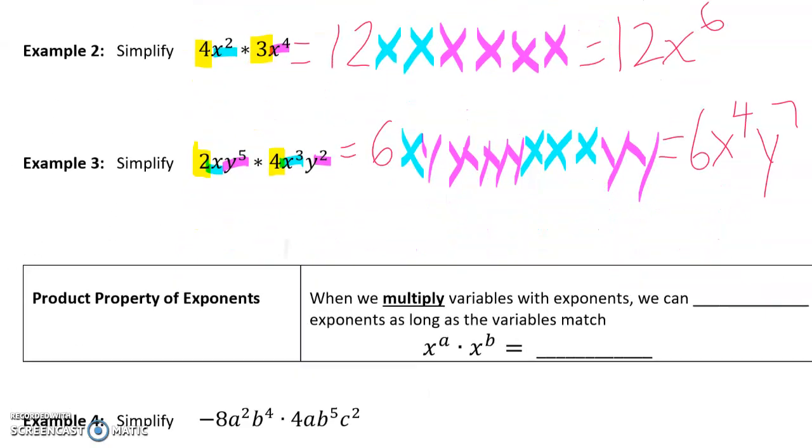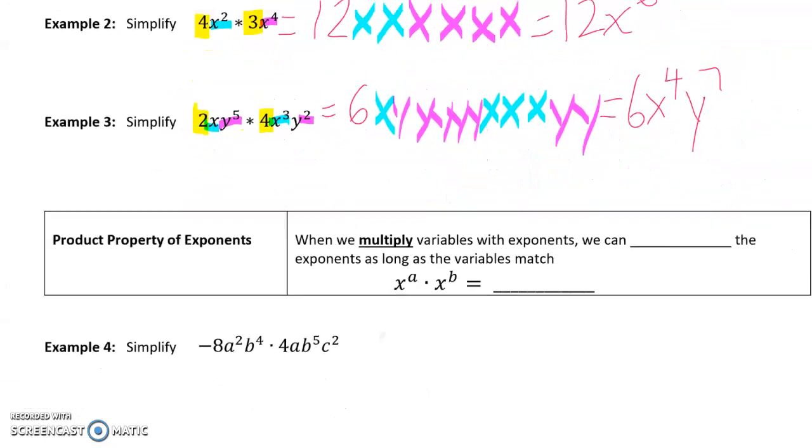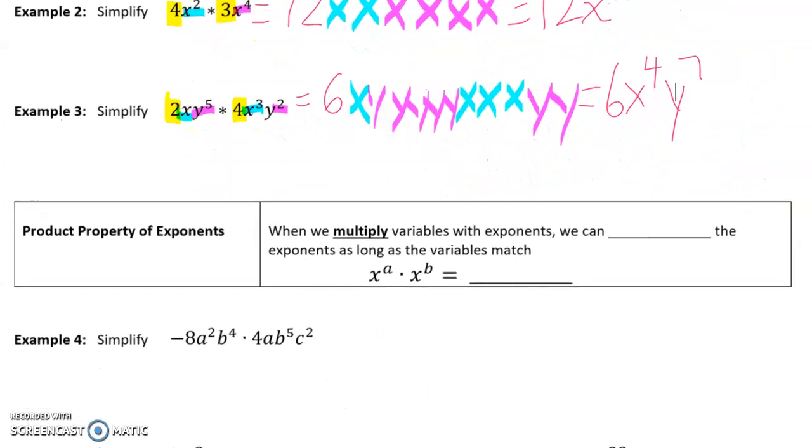So if you look at that and make some general observations, what happens when we multiply variables with exponents? Yeah, you guessed it, you can add the exponents as long as the variables match. So as long as the bases or the variables match, we would say x to the a times x to the b would be x to the a plus b. All you have to do is add the exponents. So that will save us some time now because we don't have to list them out.